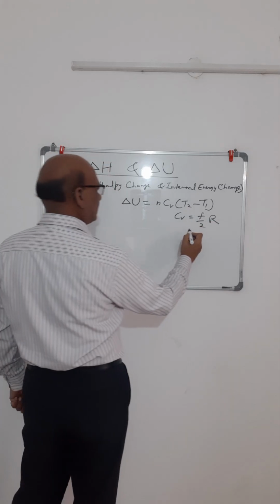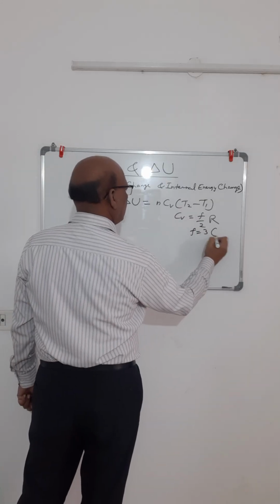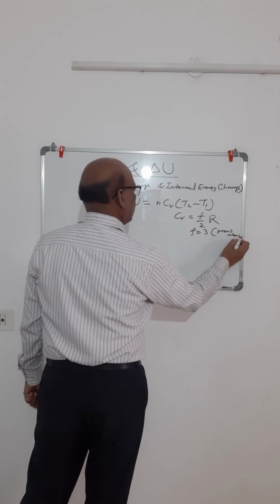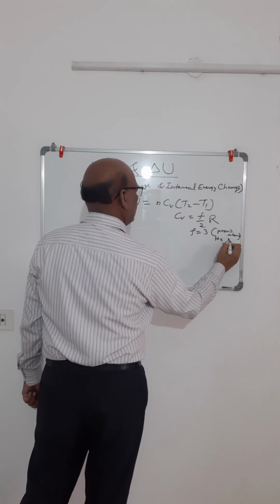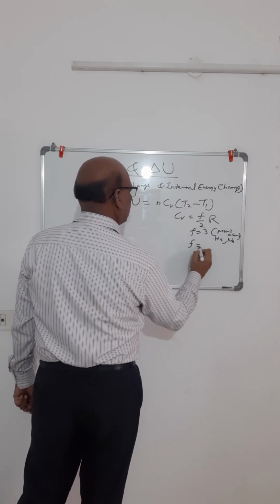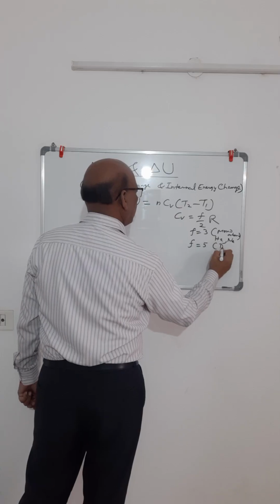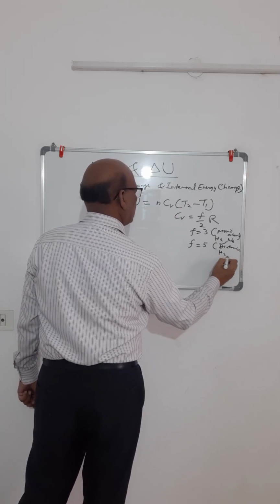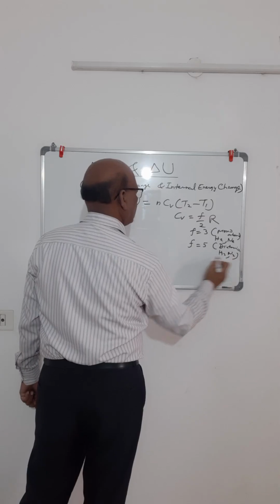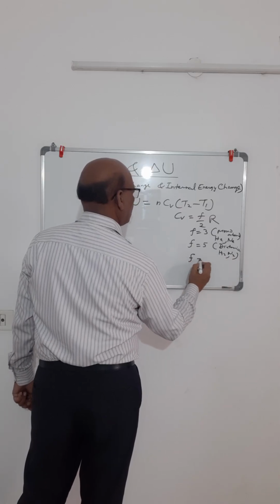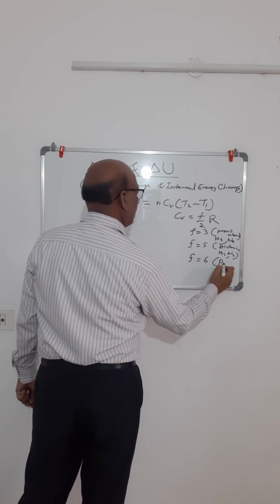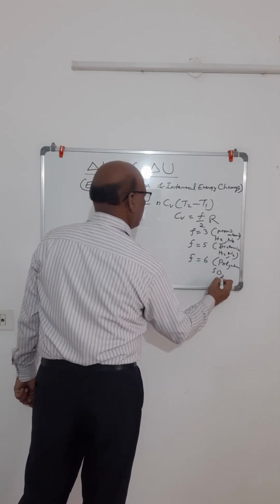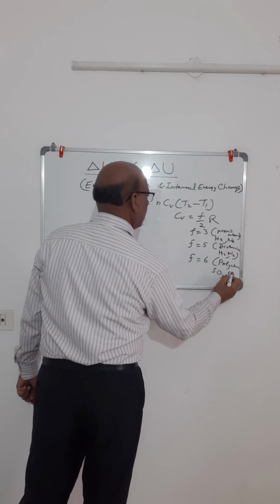For a monoatomic gas like helium, neon, etc., F is equal to 3. For diatomic gases like hydrogen, nitrogen, etc., the degree of freedom is 5, and F is equal to 6 for polyatomic gases like SO3, SO2, etc.